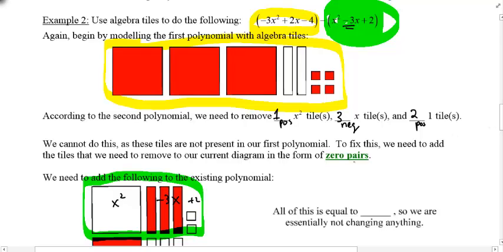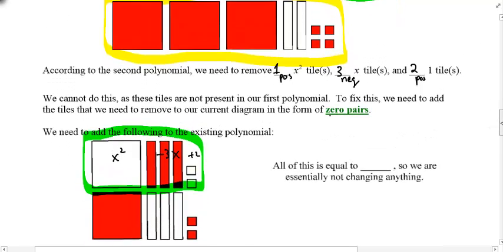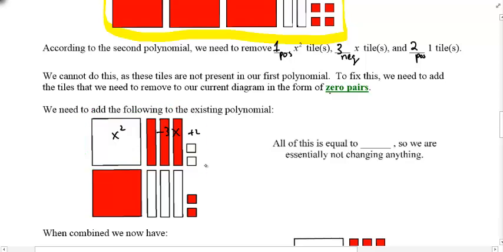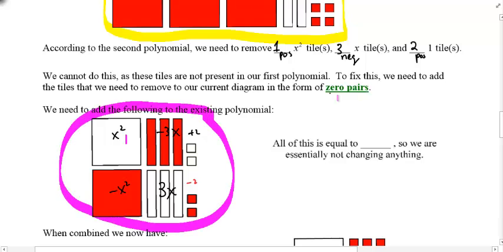Right? Got that? But I want you to write it in the form of 0 pair. So you have to match it up with the corresponding tiles of different color. So the zero pair becomes the following. You see how the x squared now matches up with this negative x squared? So that creates a zero pair. And then the negative 3x matches up with the positive 3x, another zero pair. And then finally the positive 2 matches up with minus 2, another zero pair. So this entire expression here represents my zero pair of the second polynomial.